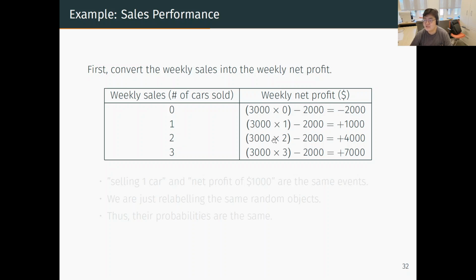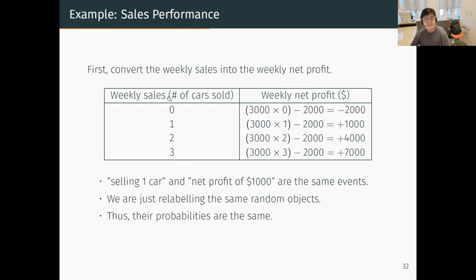So when she sells two cars, your net profit is 4,000 because she generated 6,000, but the salary is only 2,000. If she sells three cars, she generated 9,000 but takes only 2,000, so 7,000 is the net profit to you, the owner.